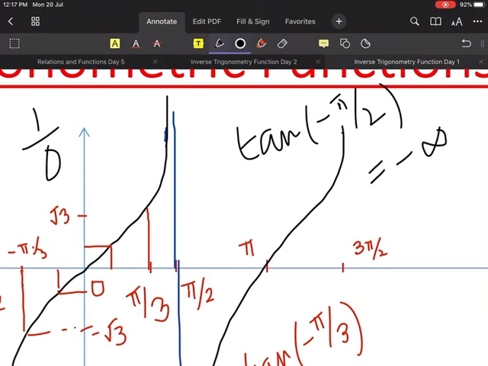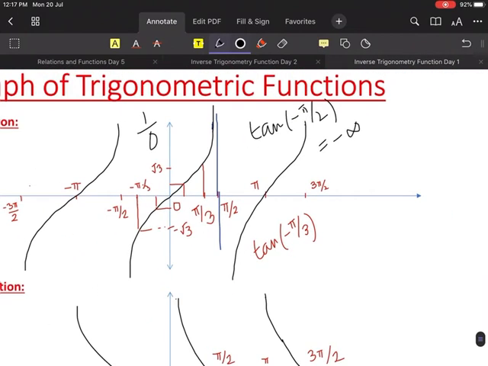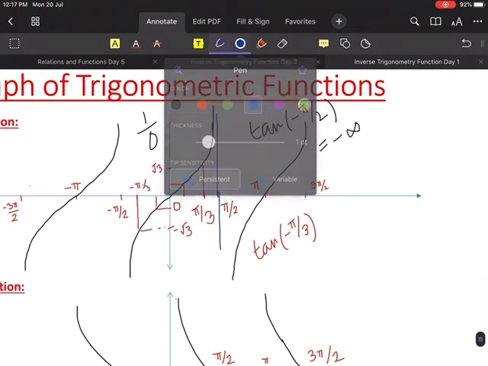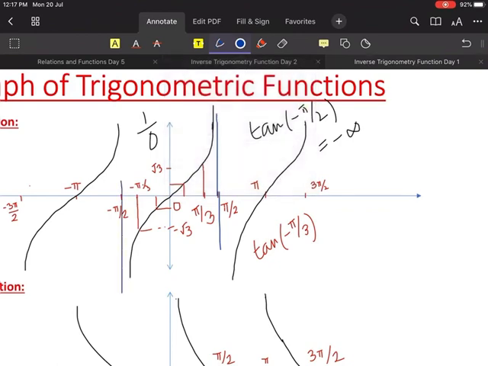1 by 0 is undefined, very good. But 1 by a very small number is what? A very big number, right? That's why I'm defining that number to be infinite. So this is minus infinite. Now minus infinite means what?